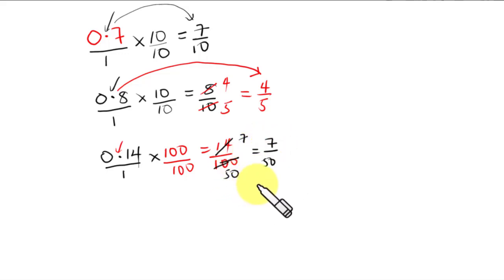7 is an odd number, 50 is an even number. Of course, you cannot have any common factor to divide 7 and 50, because 7 is a prime number. So if you convert 0.14 to a fraction, eventually you get 7 out of 50.